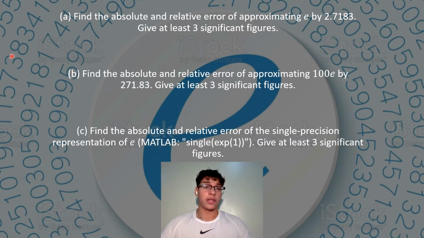This problem has 3 parts. Part A would be to find the absolute and relative error of approximating Euler's number, E, by 2.7183. Part B would be to find the absolute and relative error of approximating 100 times Euler's number by 271.83. And part C would be to find the absolute and relative error of the single precision representation of Euler's number using MATLAB and the command single of exp of 1.